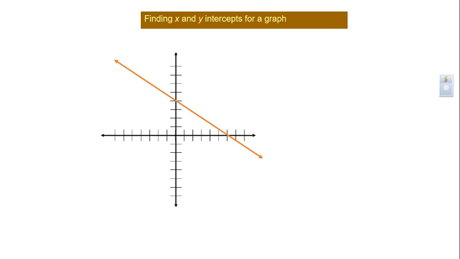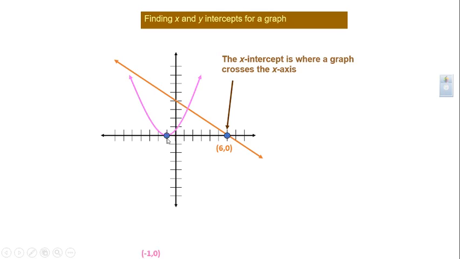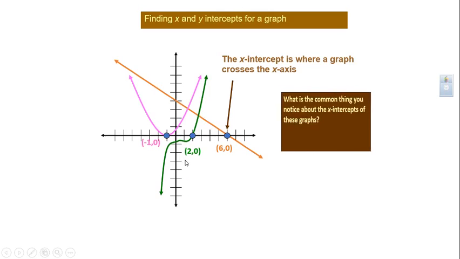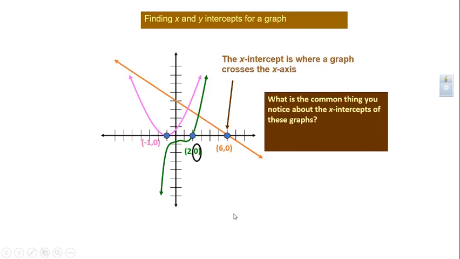So, for example, for x-intercepts, we're looking for the points where the graph crosses the x-axis, in which case the y-coordinate will be 0. So the x-intercept here is 6, 0. The x-intercept here is -1, 0. The x-intercept here is 2, 0. As you notice, for every x-intercept, the y-coordinate is always 0.